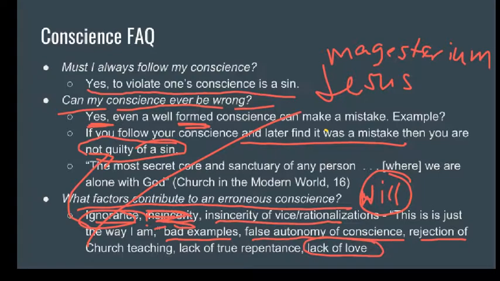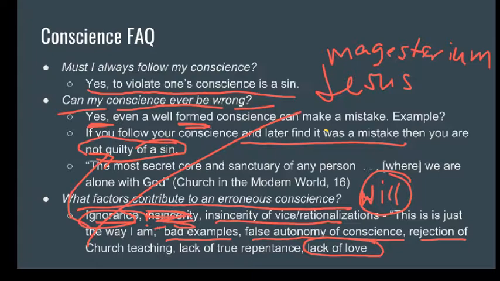And finally, just lack of love. Lack of love, lack of consideration for the golden rule. And remember, love, as Bishop Barron says, is to will the good of the other. When we become selfish and we only think about what I want, what I need, that's going to lead you to a conscience that has a lack of love. It's self-centered rather than looking outward and other-centered.